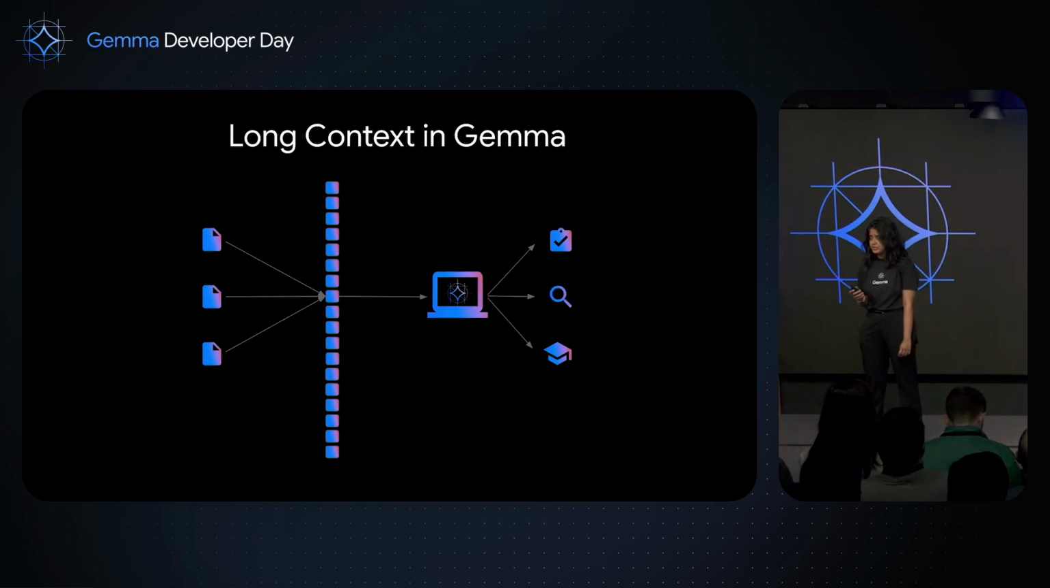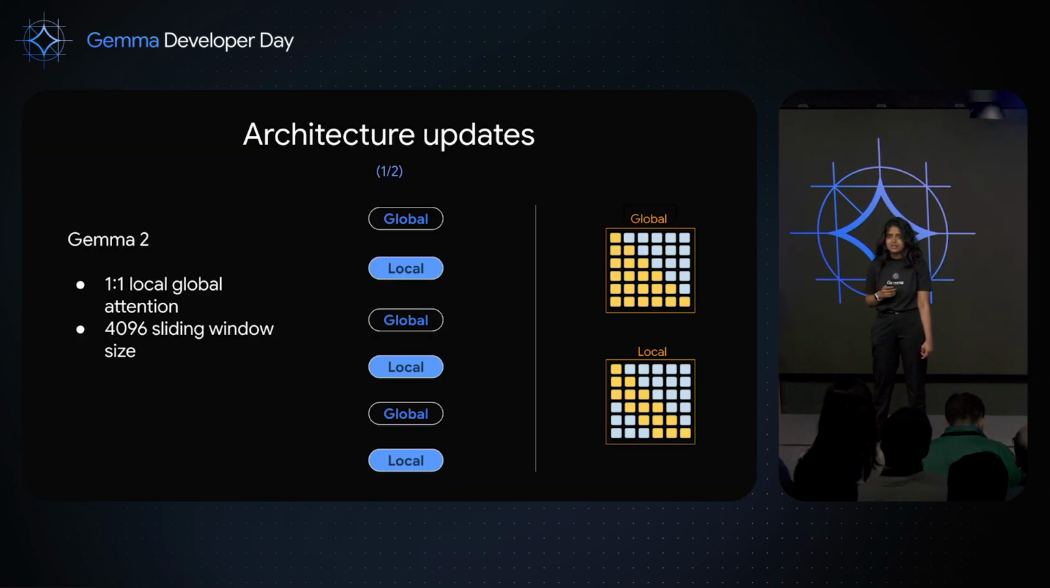With the long context capability, we can now pass in several pages worth of documents and images to the model and perform different tasks on it, like summarization, retrieval, and question answering. Now let's see what architecture improvements are needed for this.